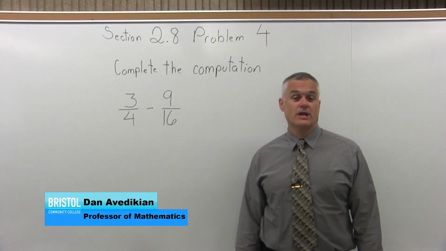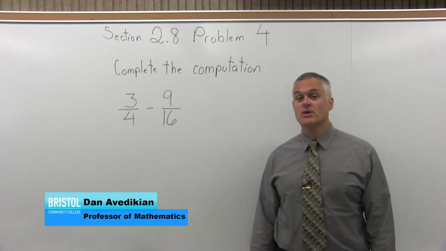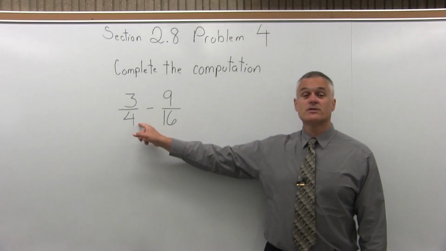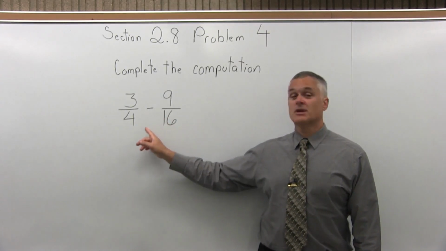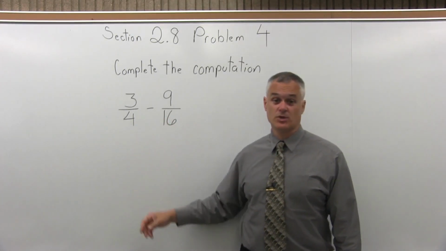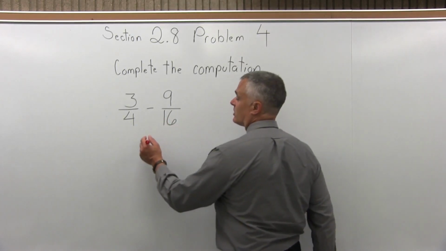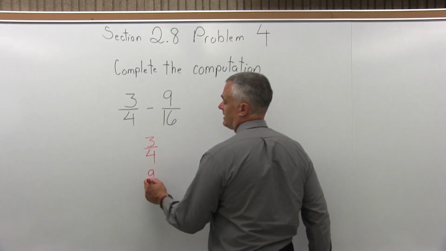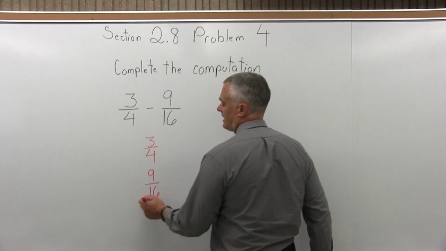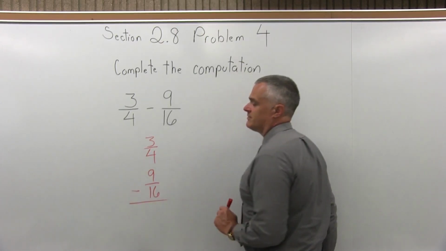This is Section 2.8, Problem number 4. It says complete the computation 3/4 minus 9/16. So this is a problem where we need to make the denominators match or find the common denominator. And I prefer to write these in a vertical format. So we will write 3/4 beneath it 9/16, and then we'll make that a subtraction.